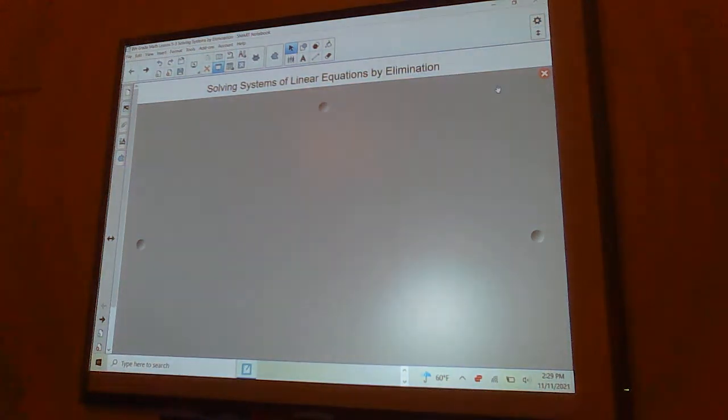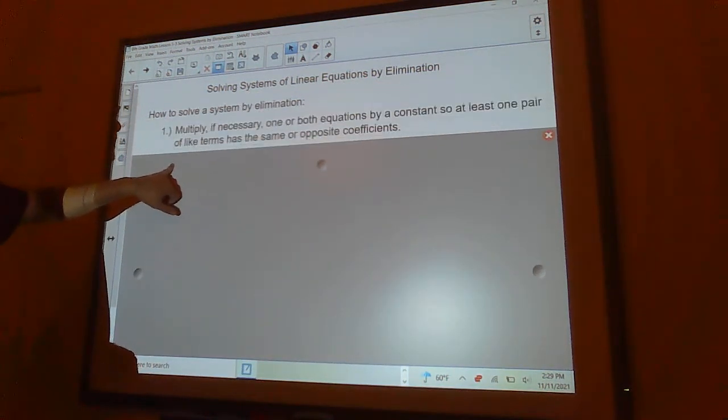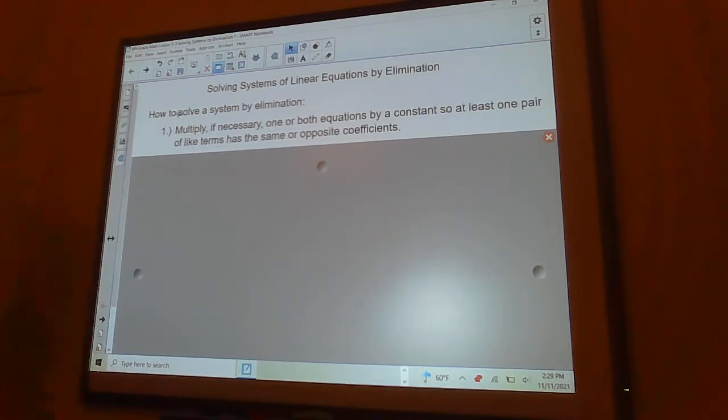Hey guys, today we are going to solve systems of linear equations by elimination. This is the third and final way that we're going to do this. Okay, how to solve a system by elimination. Alright, so there's some steps here, and they'll make more sense after you see one.